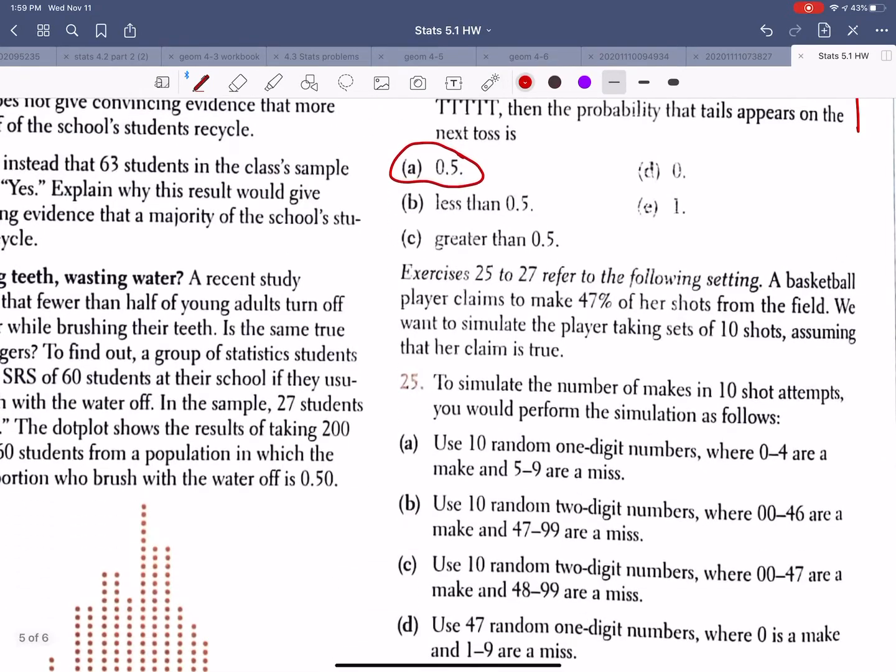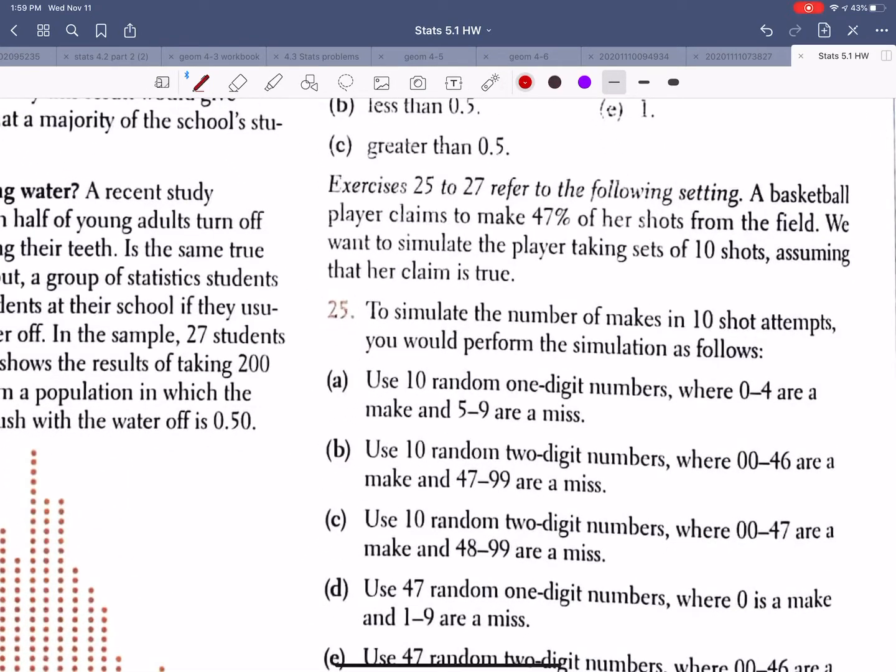All right, now for exercises 25 through 27, we're referring to the same setting. Kind of like what we did in class, where my free throw percentage was around 75%, depending on the class. A basketball player claims they have a 47% shot from the field. We want to simulate the player taking a set of 10 shots. 10 shots were taken, and we could miss them all, make them all, or some combination between there.